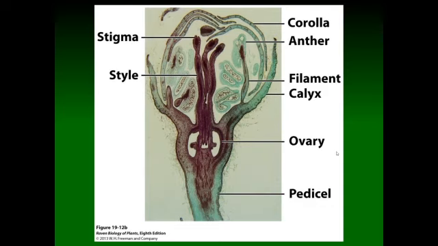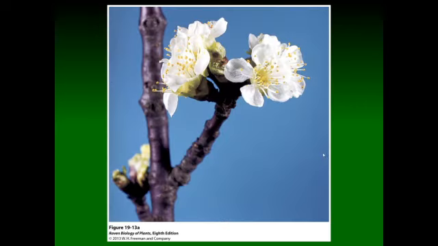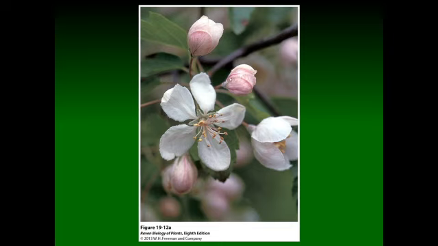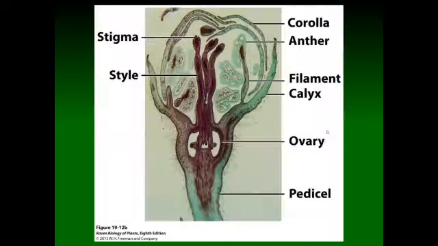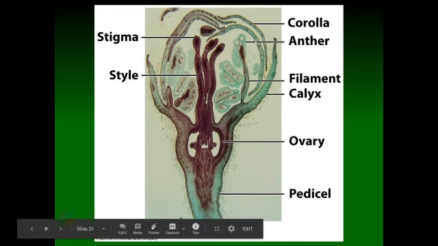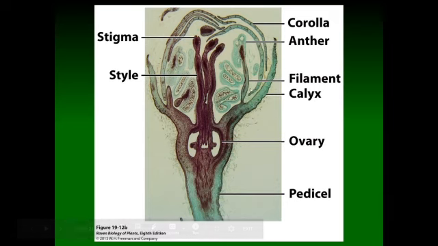Okay, so here we go. Let's look at this one. This is from a slide. This is a longitudinal section. Basically you've taken one of these flowers and cut it lengthwise, so you're looking at it from the side. So here's the question. Here we've got our flower. We've got our corolla, our calyx over here, anther and filament, stigma and style. Is this ovary superior or inferior?